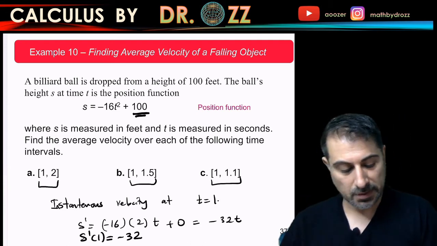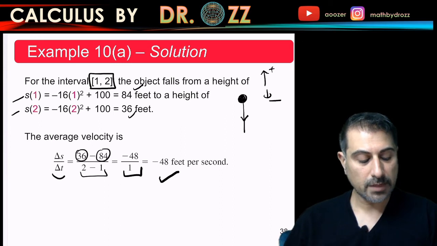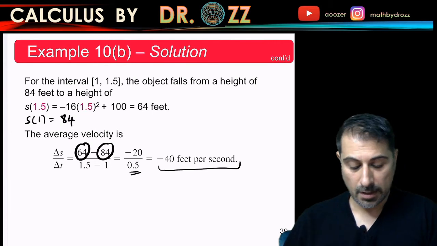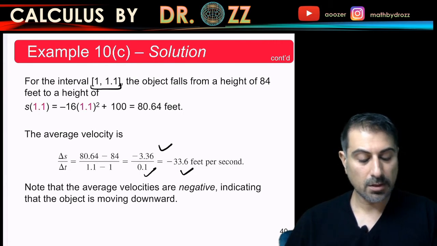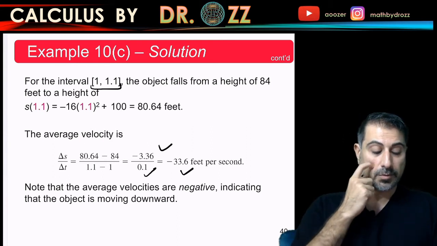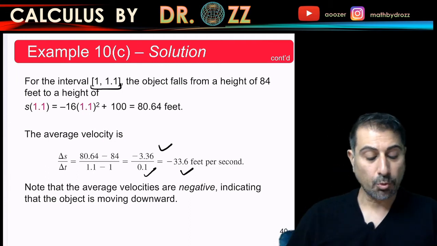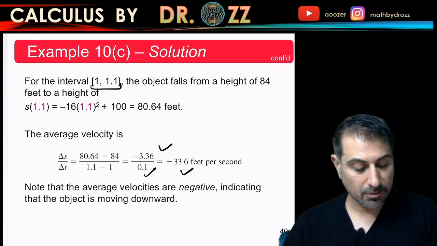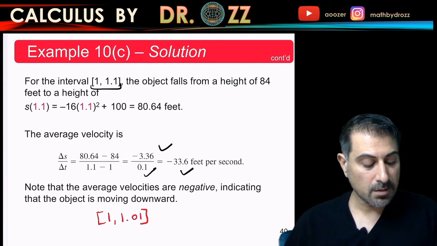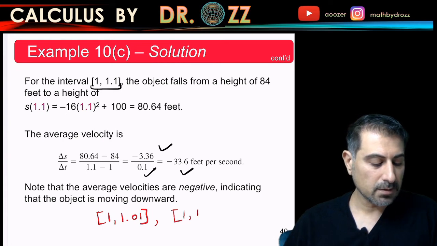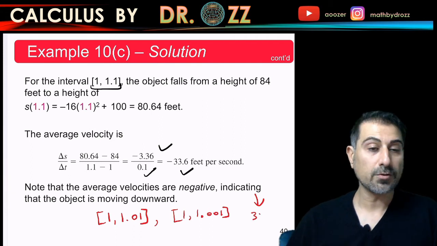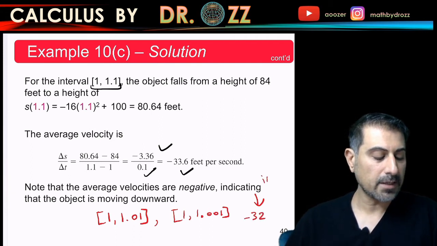This is no surprise because on the interval 1 and 2, the average velocity was negative 48, then it went down to negative 40, and eventually on the short interval 1 to 1.1, the velocity was negative 33.6. If you keep squeezing the interval, say 1 and 1.01, maybe 1 and 1.001, you are approaching negative 32 for the instantaneous velocity.